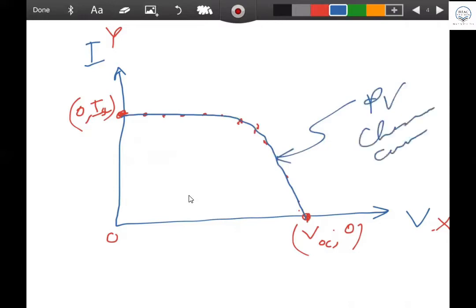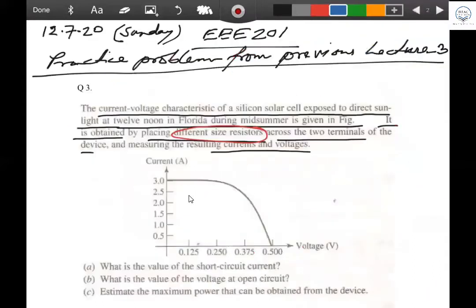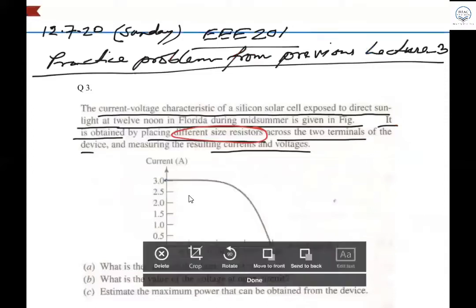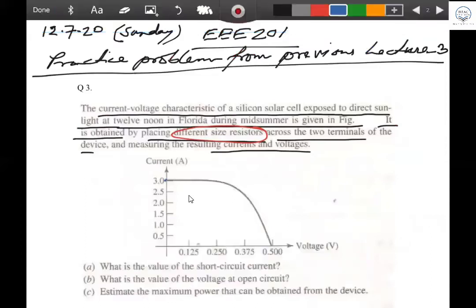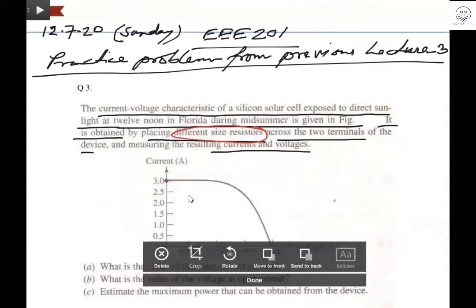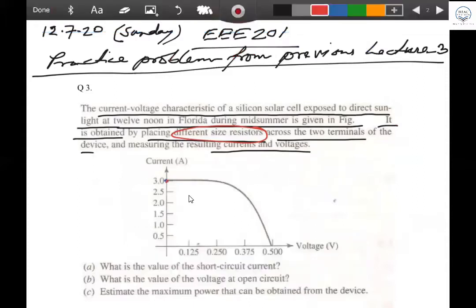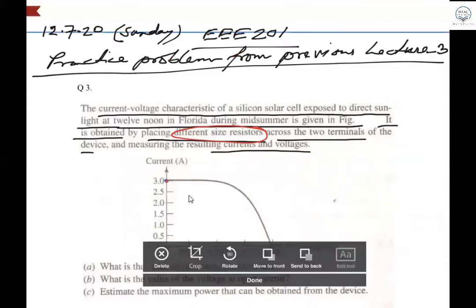Where you can see this is the short circuit point and this is the open circuit point. You got it? Okay, if you understand, let's go back there. This is the curve he got. So this is the short circuit point, and this is the, I'm sorry, I can show you here. This is the short circuit point.